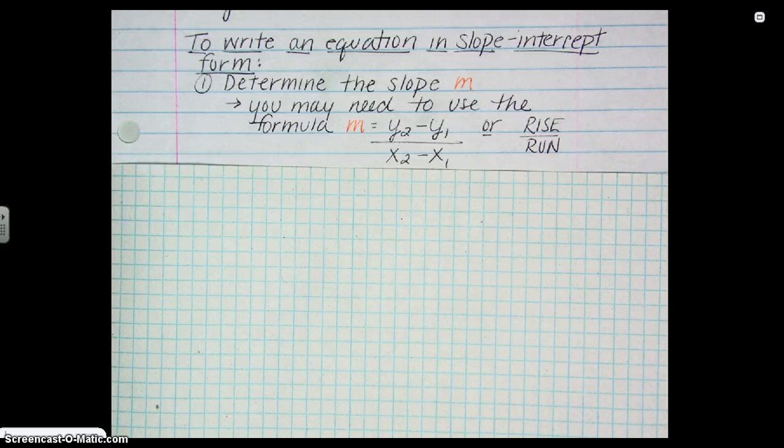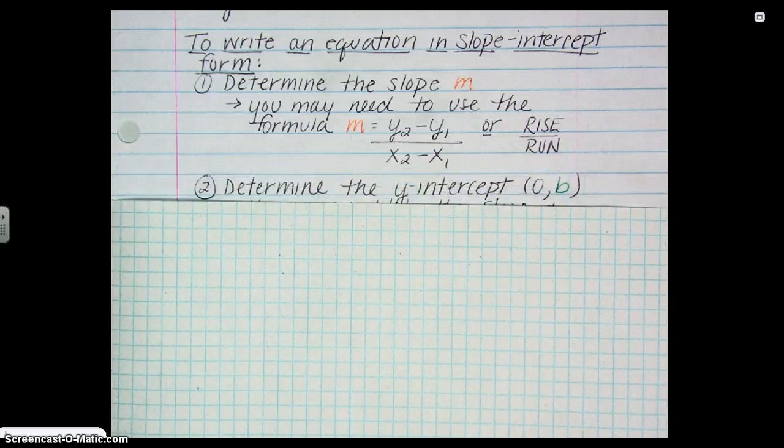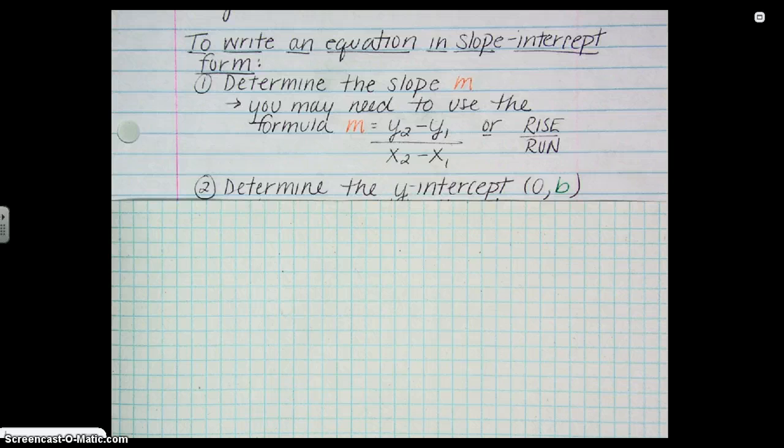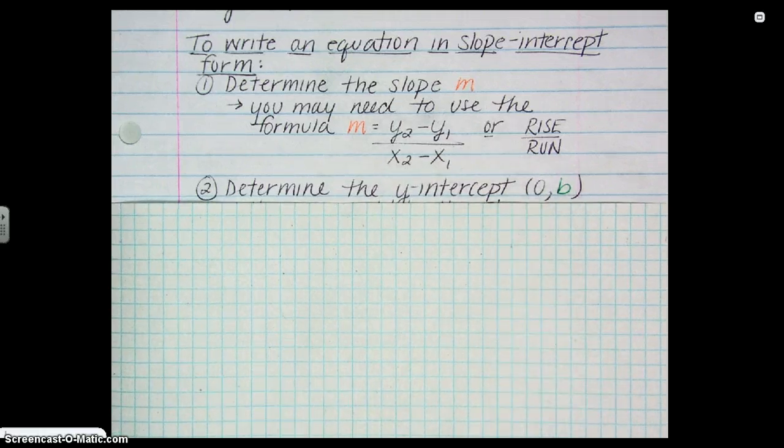The second thing you need is the y-intercept, because again, it's slope-intercept form. So after determining what the slope of the line is, you need to determine what the y-intercept is. Now remember, the y-intercept can be defined in a few ways. First of all, it is the point where the line actually crosses the y-axis. It's also the point where x is 0. So it's always going to have the coordinates 0, comma b, where b is the actual number that goes into the equation y equals mx plus b.